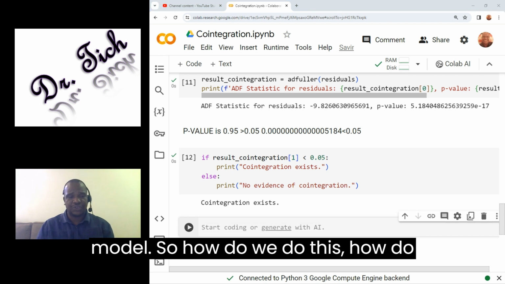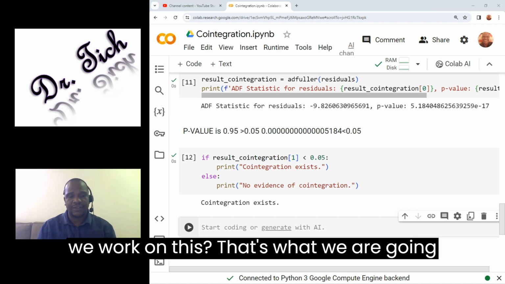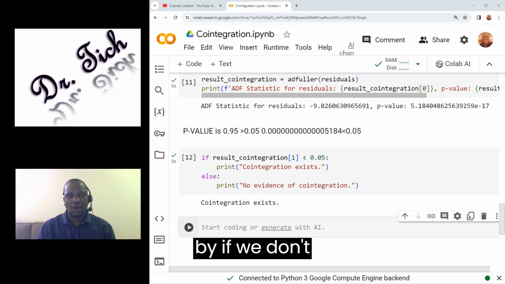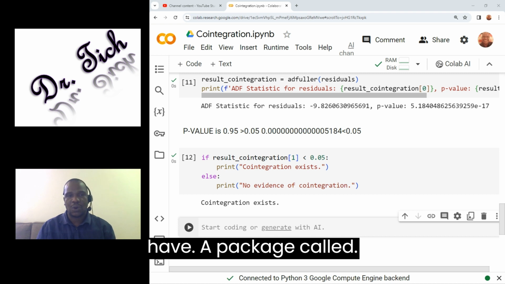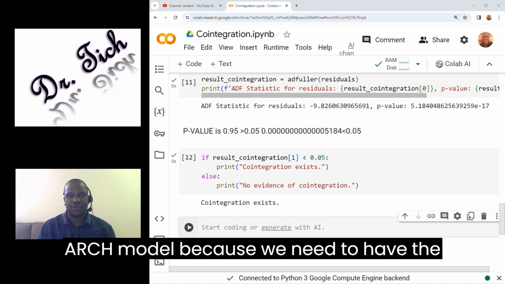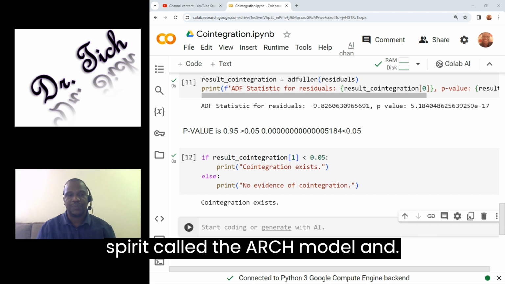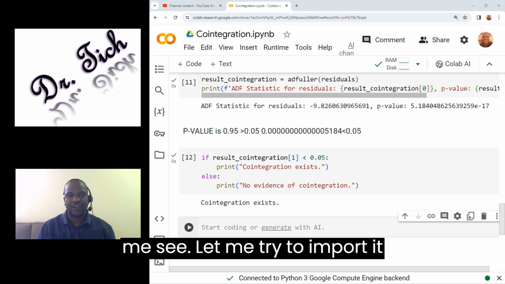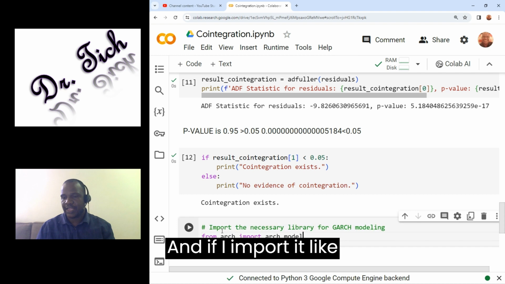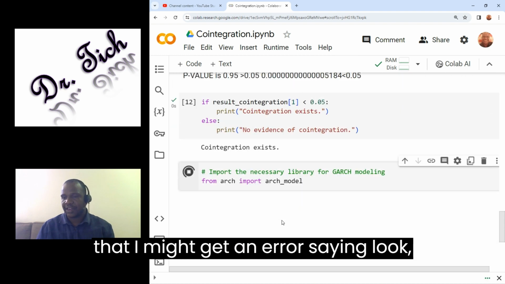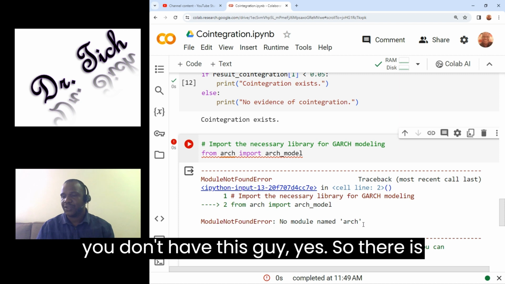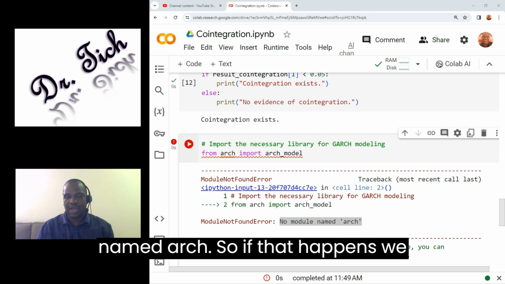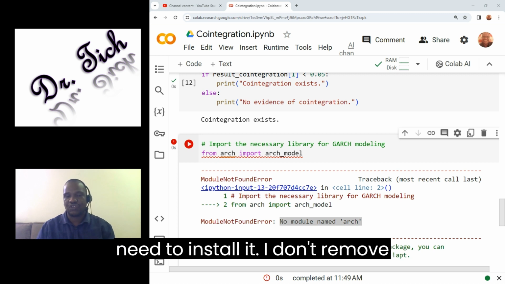So how do we do this? How do we work on this? That's what we are going to do now. We are going to start by checking whether we have a package called arch model, because we need this package. I'm not so sure if I've got it, so let me try to import it. If I import it like that, I might get an error saying you don't have this. Yes, there is no module named arch. So if that happens, we need to install it.